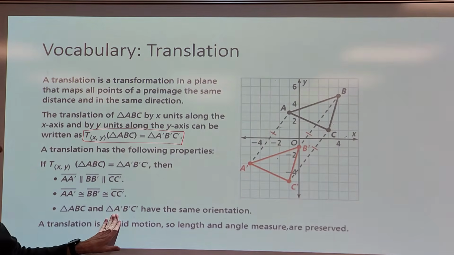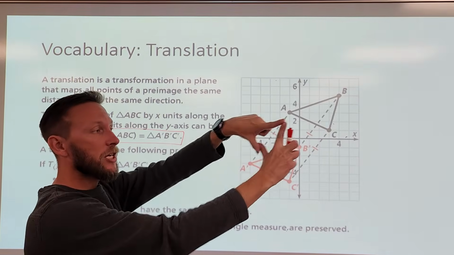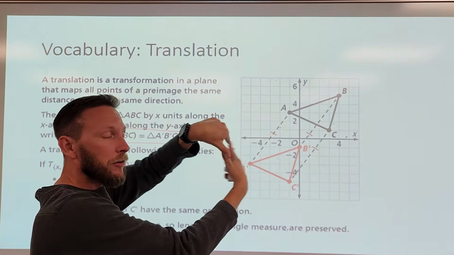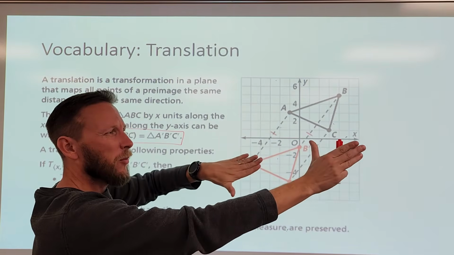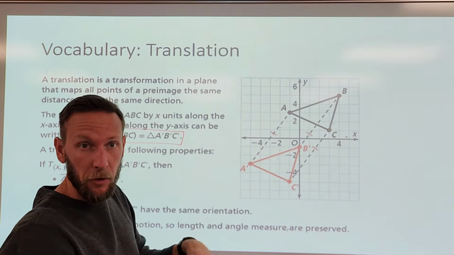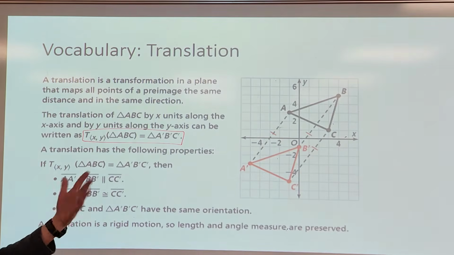The triangles have the same orientation. They're just changing where they are. They're not reflecting, they're not turning, they're facing the same directions if you want to consider it that way. They're just moved left or right, up or down, or again, some combination of left and right, up and down.